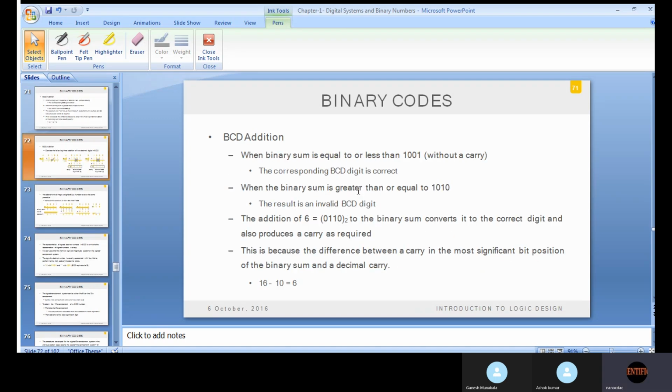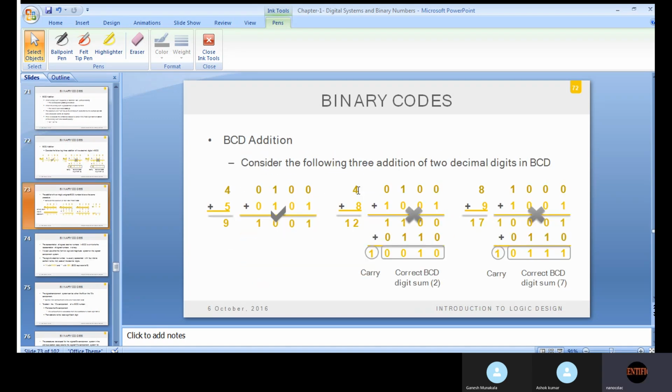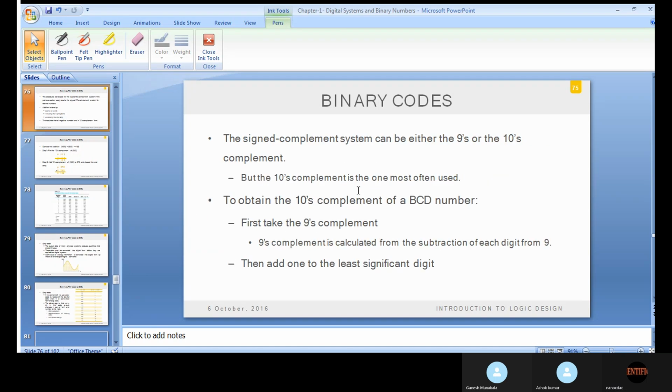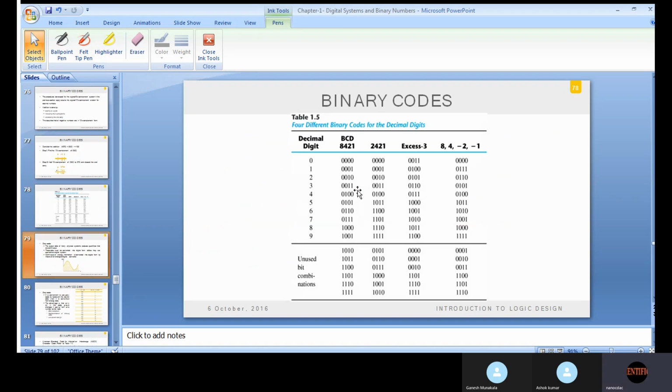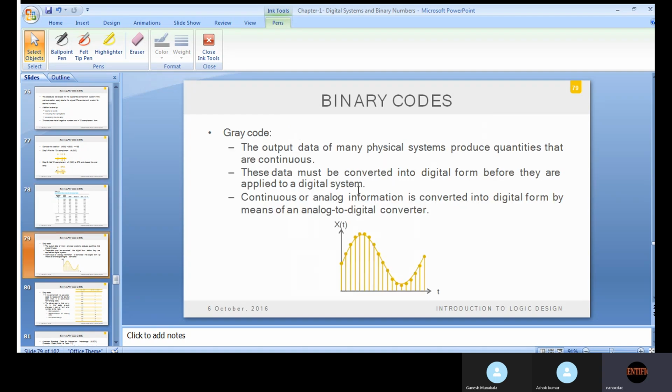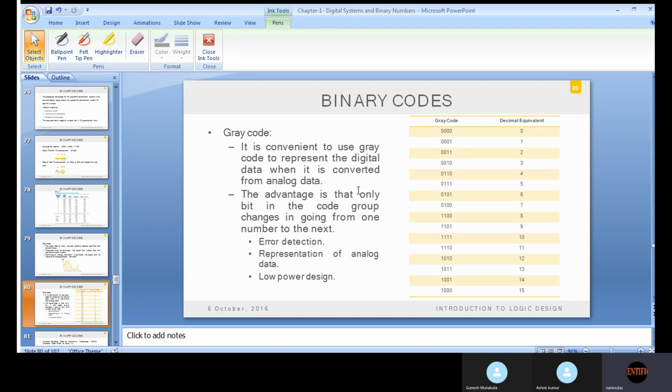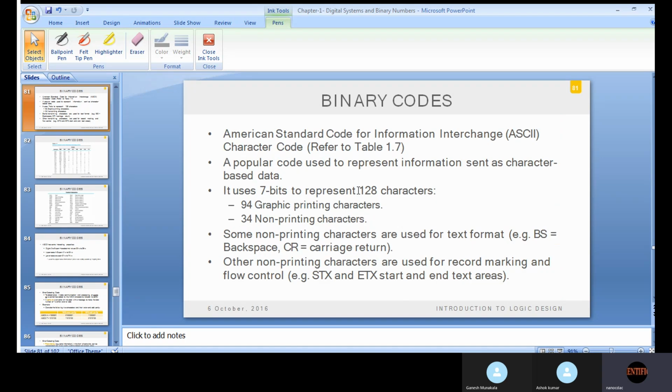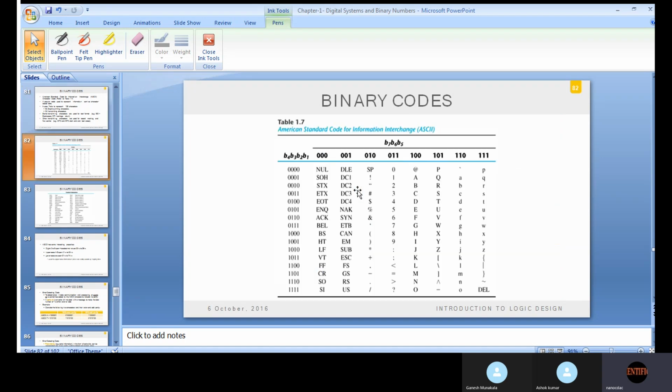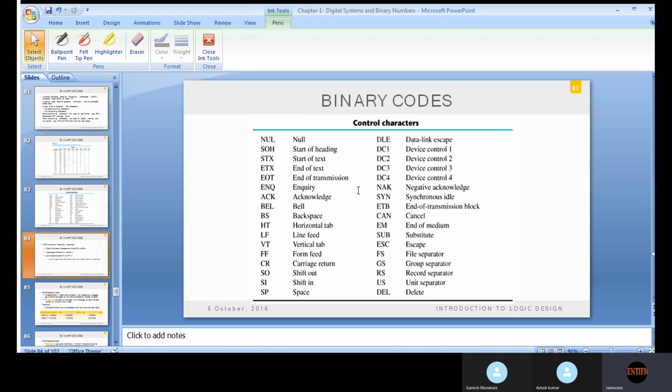We have different types of codes, right? Binary codes and 2421, XS3, 84-2-1 codes. These are the different binary codes. And the importance of Gray codes: why do we use Gray codes? And reflective codes, what are the weighted codes and what are the non-weighted codes? All these things we will see in tomorrow's class.